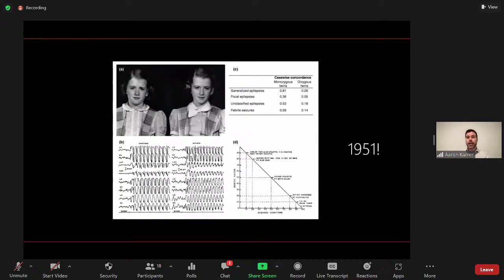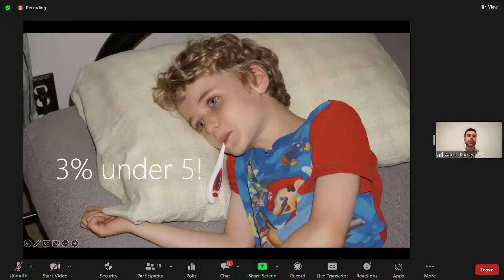Studies were being done on the genetics of epilepsy as far back as the early 1950s. Here is a study that was performed in the setting of monozygotic versus dizygotic twins. And you can see that generalized epilepsy in this case, in monozygotic, identical twins, had a much higher concordance rate than in dizygotic twins. So there is a very significant, tailored to the DNA genetic contributor to epilepsy that should definitely not be overlooked.